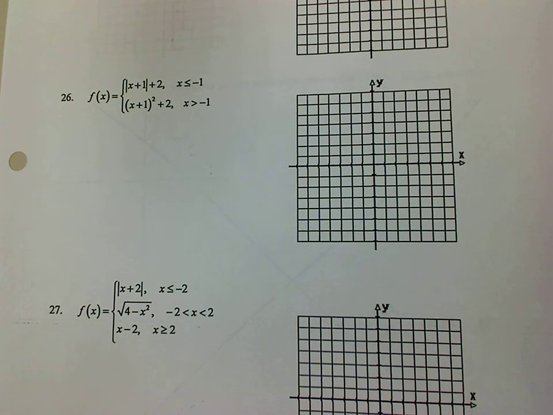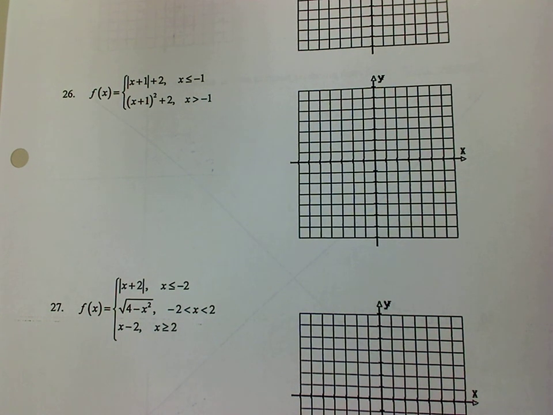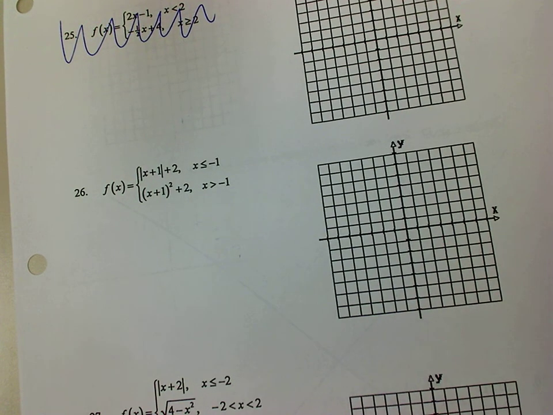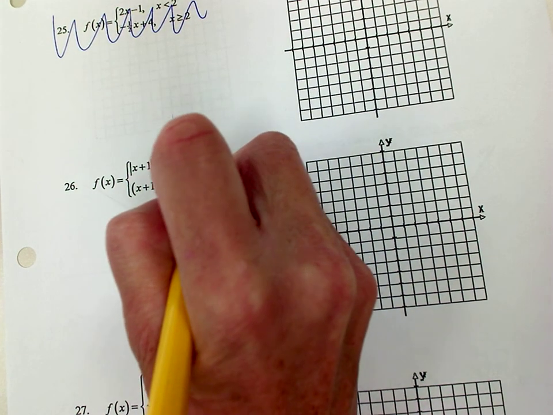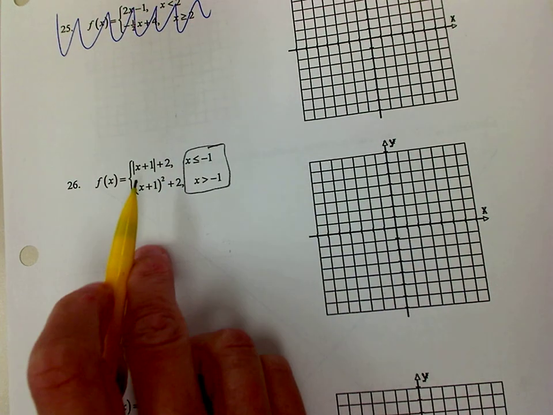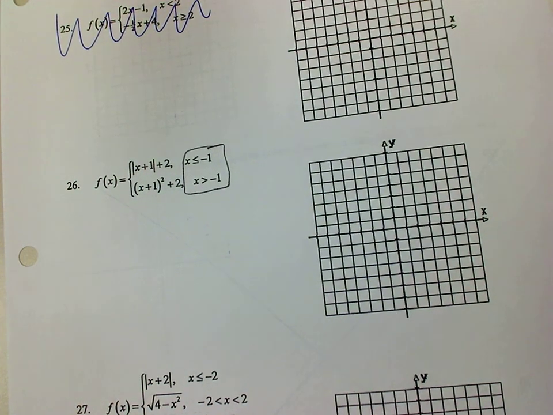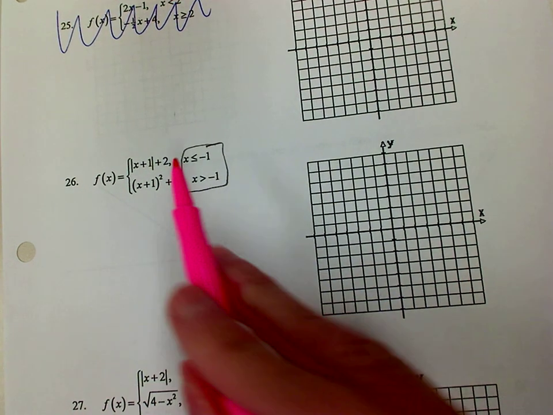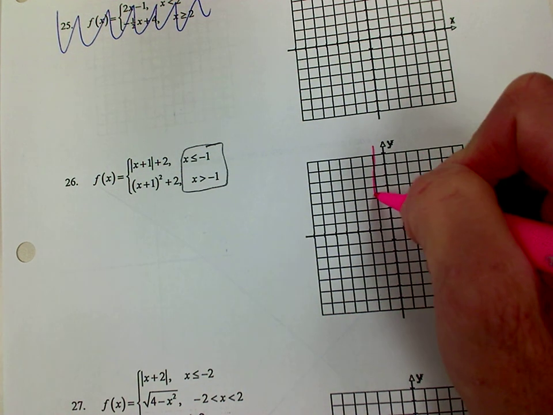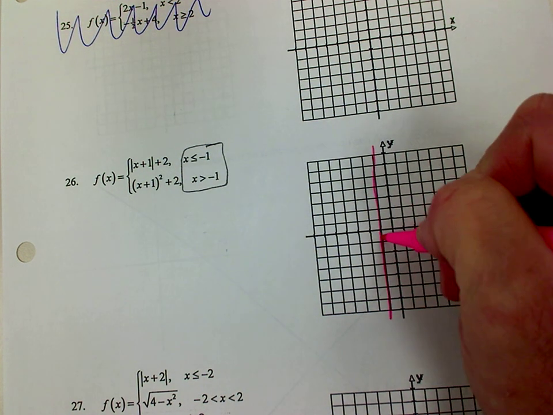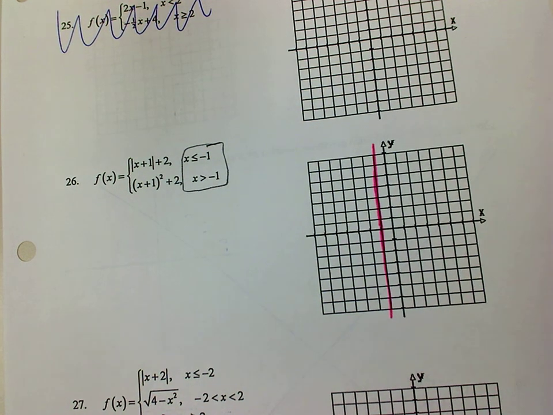Okay, so when you graph piecewise functions, you probably need a highlighter. Okay, I'm going to get a highlighter. So what I want to do is look at this right here. This is where these two things are going to come together. So on the x-axis, I'm going to go over to -1. I'm going to draw my line there. This is kind of like where they're going to be pieced together.